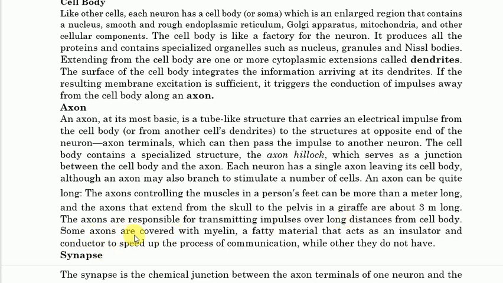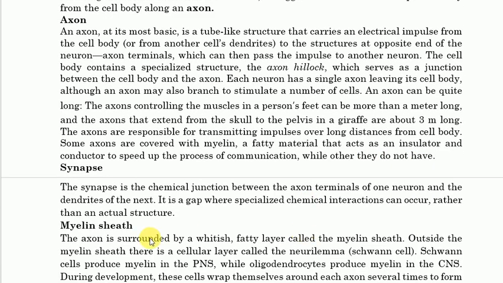Some axons are covered with myelin. Hii myelin ni fat material that acts as an insulator and conductor to speed up the process of communication, while the others do not have it. Tutaona tena kidogo kuhusu myelin sheath. Lakini hapo unatakiwa kukumbuka baadhi ya axon zinakuwa covered by myelin. Myelin inasaidia kuongeza speed ya conduction ya nerve impulse.